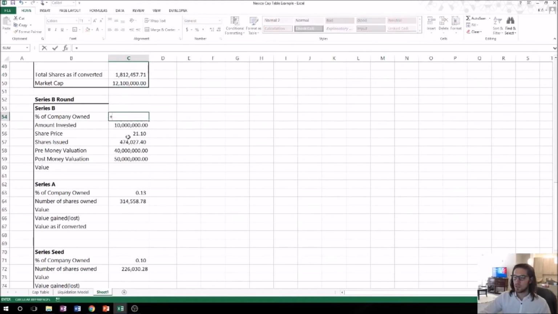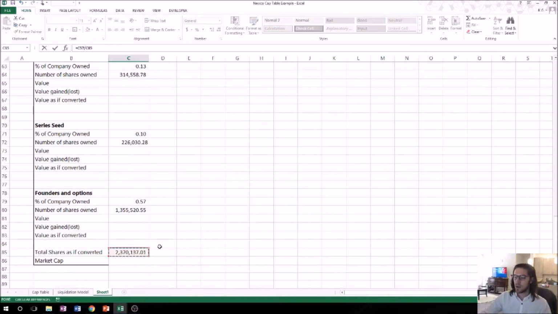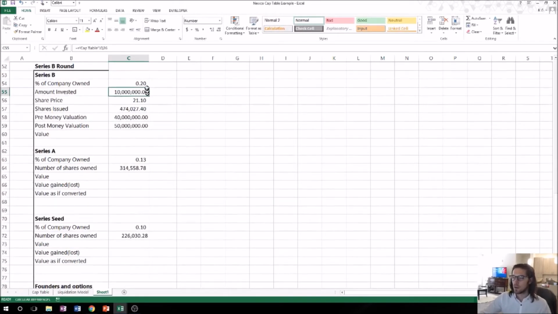And lastly, Series B. So we'll do shares issued. Changes the terminology a little bit there. Total shares as if converted. So that's 20%, which is correct because 10 divided by 50 is 20%. So after that, we're going to go into value right here. So the value is the shares issued times the share price, and like I said, that's just a check calculation. You'll see how it's used right here in a minute.